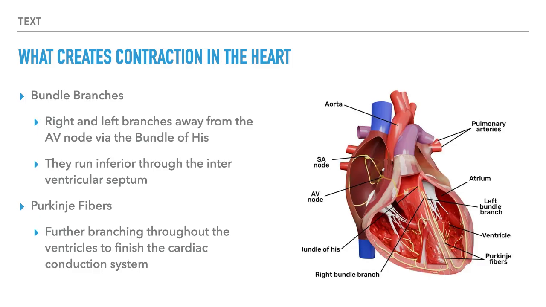So after the AV node, we have the bundle of His, which then branches into the bundle branches. So that now becomes right and left. Those branches will make their way down the interventricular septum and ultimately branch even further into the Purkinje fibers, which come out and surround the ventricles.